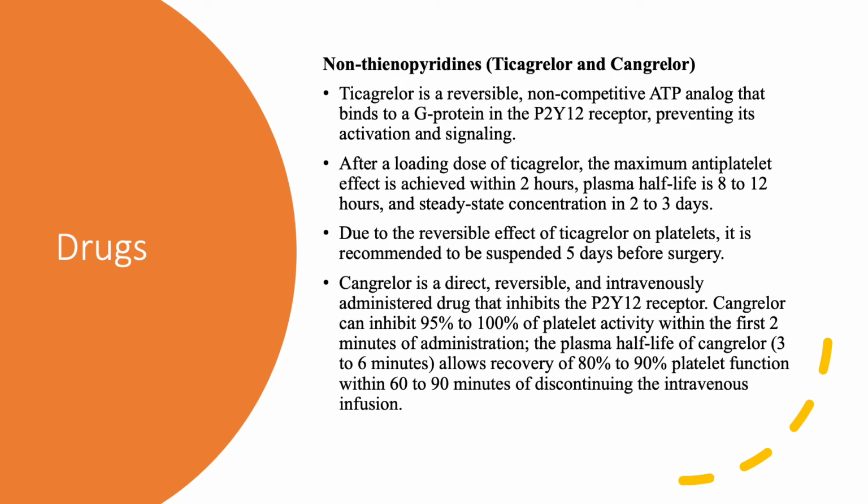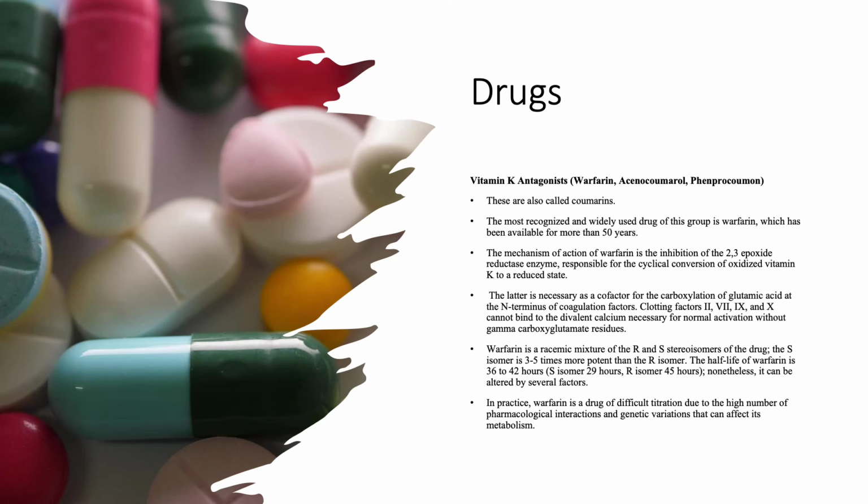Cangrelor is a direct, reversible, and intravenously administered drug that inhibits the P2Y12 receptor. Cangrelor can inhibit 95 to 100% of platelet activity within the first 2 minutes of administration. The plasma half-life is 3 to 6 minutes, which allows the recovery of 80 to 90% of platelet function within 60 to 90 minutes of discontinuing the intravenous infusion. So it is a very good drug for quick onset and quick offset for the patients who are needing anticoagulation during their surgery.